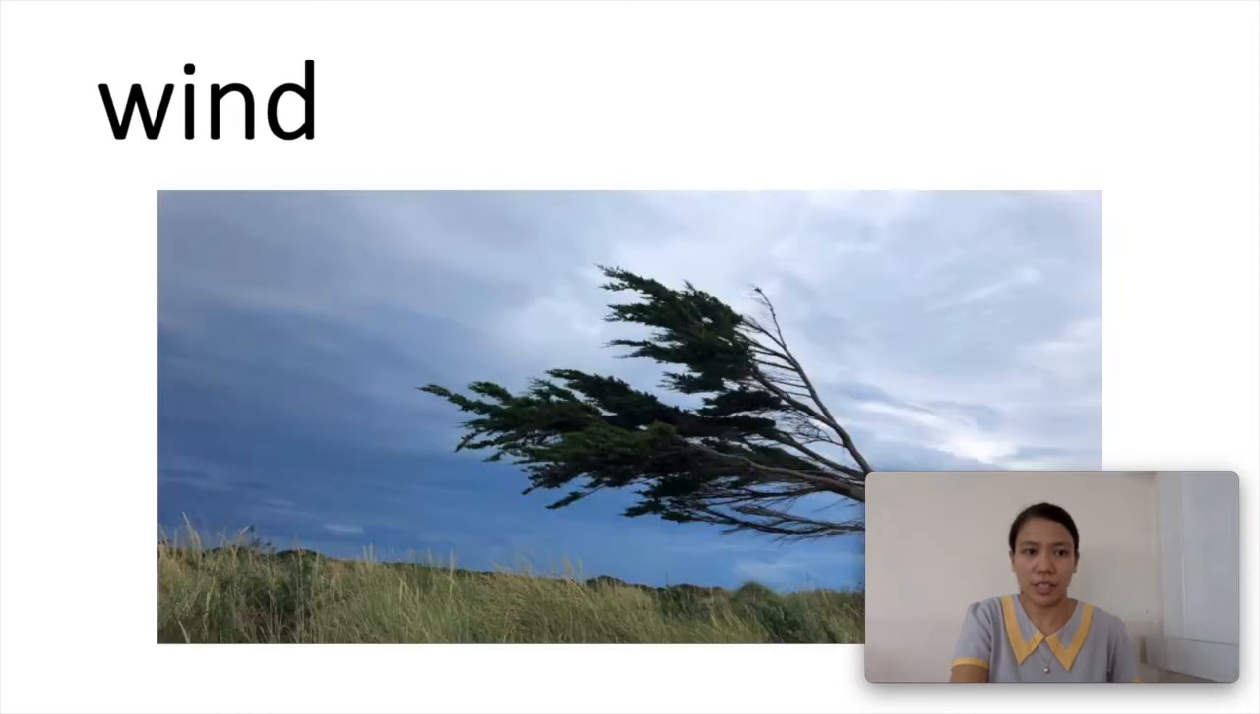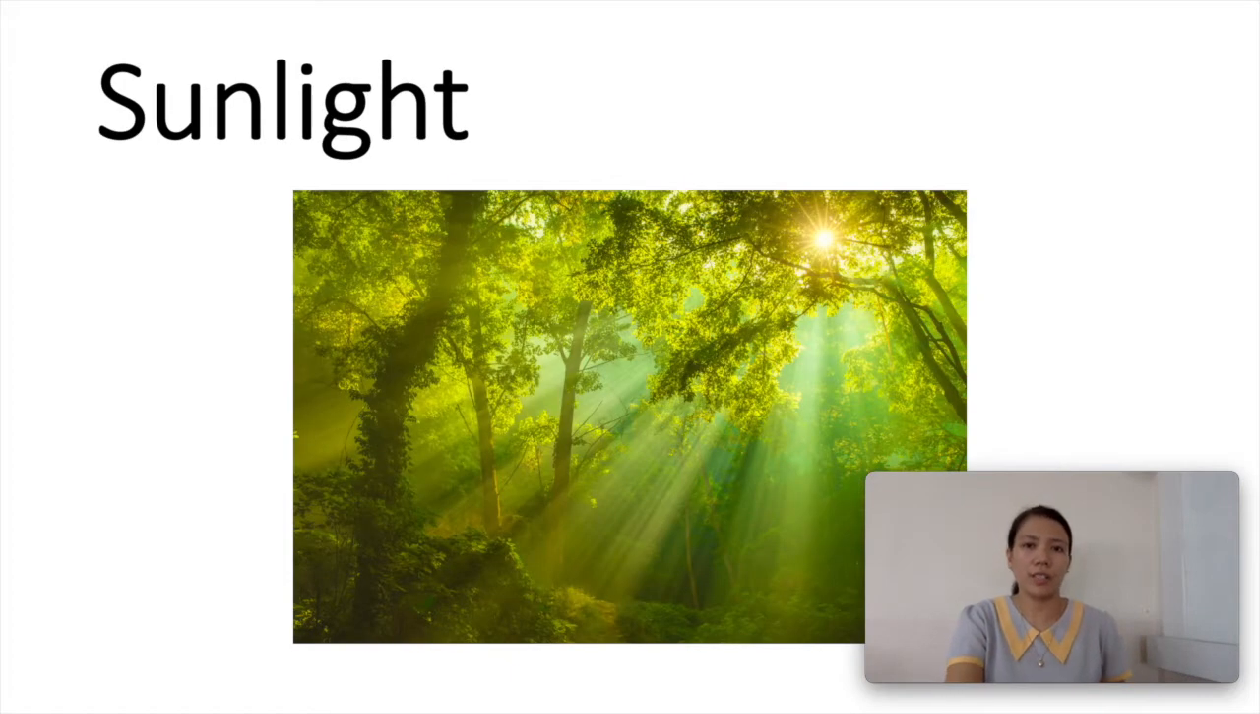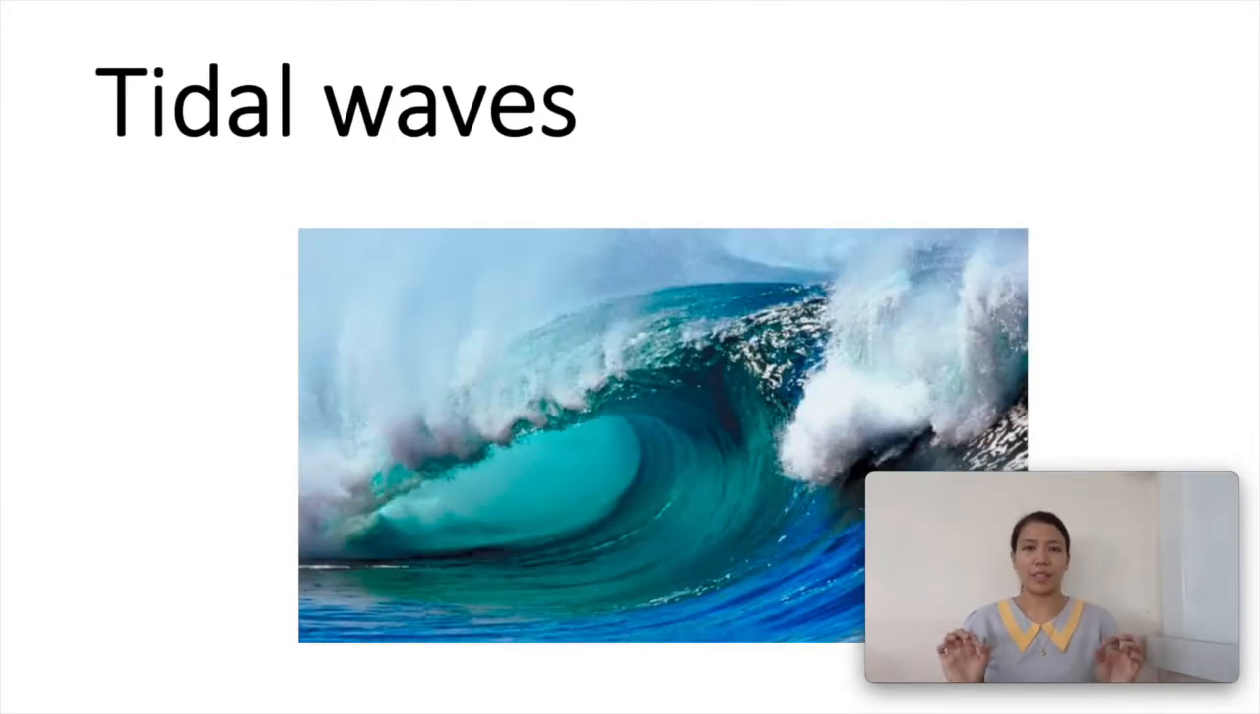Next is the wind. The wind can pick up small particles of sand and soil and other rocks. Another thing is the sunlight. This can change the Earth's surface in so many ways. And next are the tidal waves. The waves can change the shape of the cliff over time, especially if they are very, very huge waves.